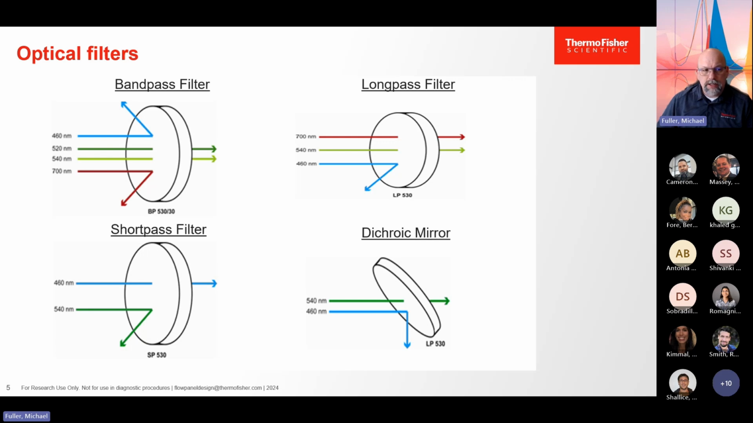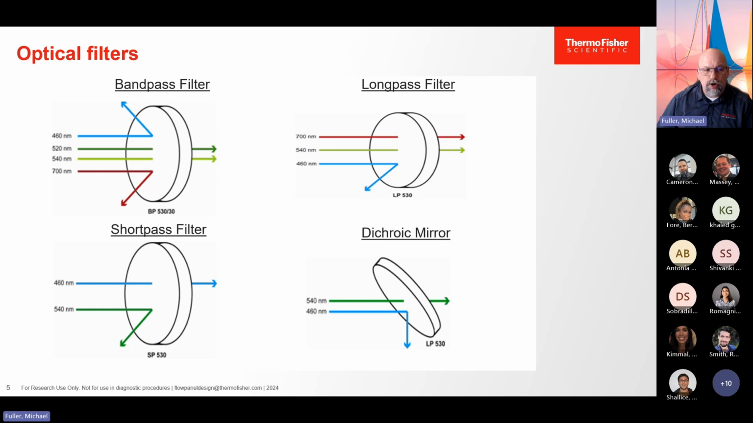The first one we're going to talk about is a bandpass filter, frequently abbreviated as BP. These will usually have two numbers following them, first number / second number. What these do is they allow through light within a certain range or band. So in this case, a bandpass 530/30, the first number represents the median wavelength of light that will pass through this filter, and the second number represents the range of that band.